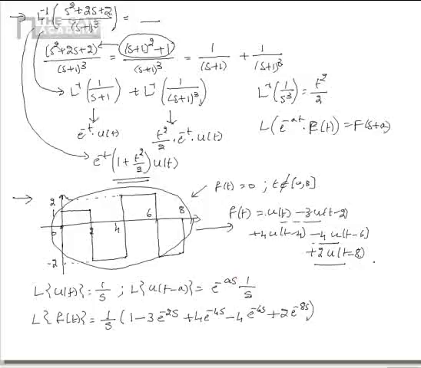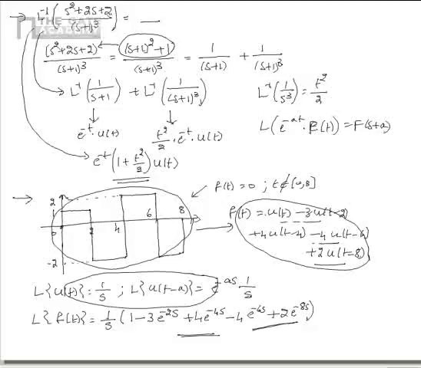This is obtained from the f of t obtained here and by using the Laplace transforms of some of the standard functions. So we can say that Laplace transform of f of t is equal to 1 by s multiplied by 1 minus 3 into e power minus 2s plus 4 into e power minus 4s minus 4 into e power minus 6s plus 2 into e power minus 8s.